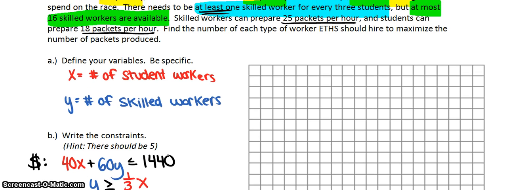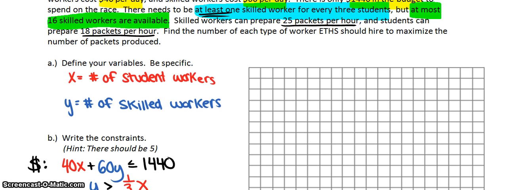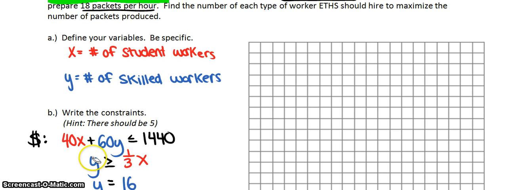2 things. Always go back and interpret your equation. So what this says is the number of skilled workers, that's y, has to be greater than or equal to 1/3 of the amount of student workers, because you want to have more student workers than skilled workers. And if that doesn't make sense, then you can always plug in numbers. So say x is 3, then y would be 1, and you have more student workers than skilled workers. So that's the way I want it.